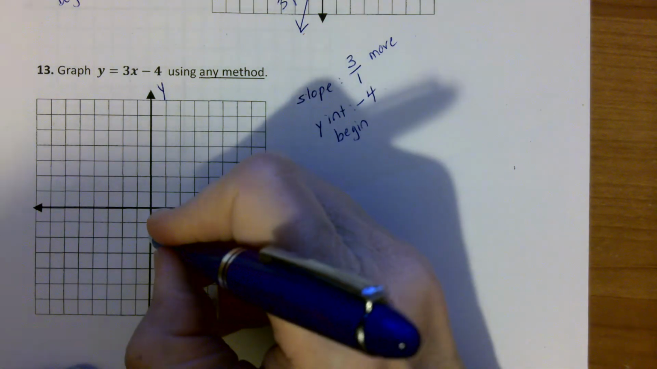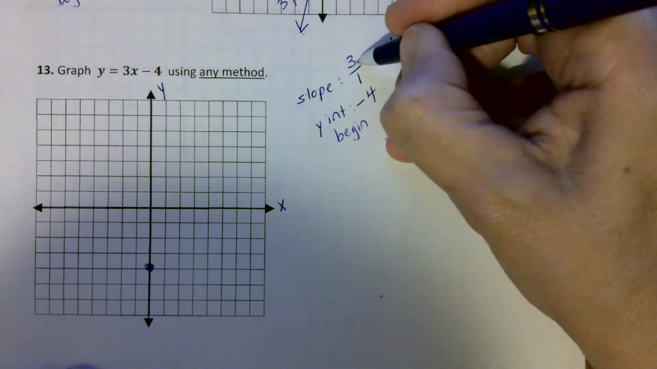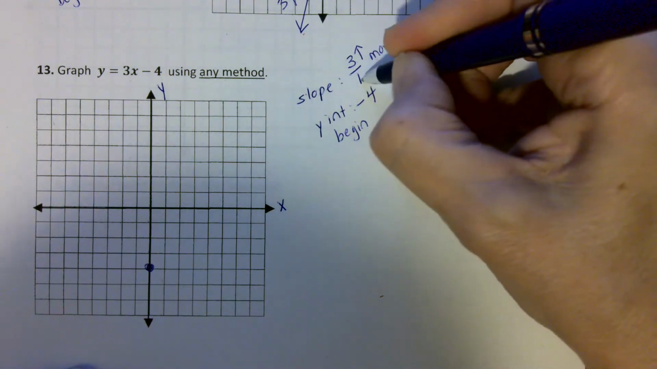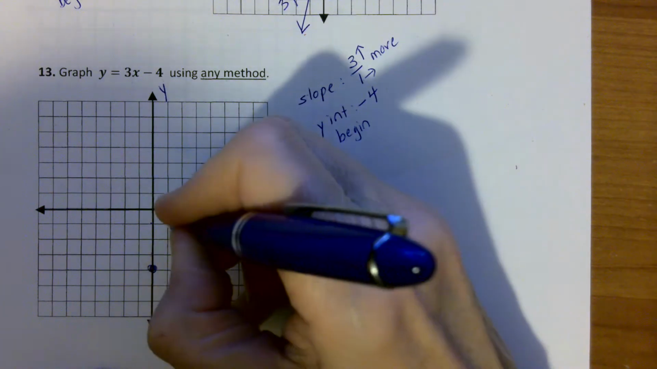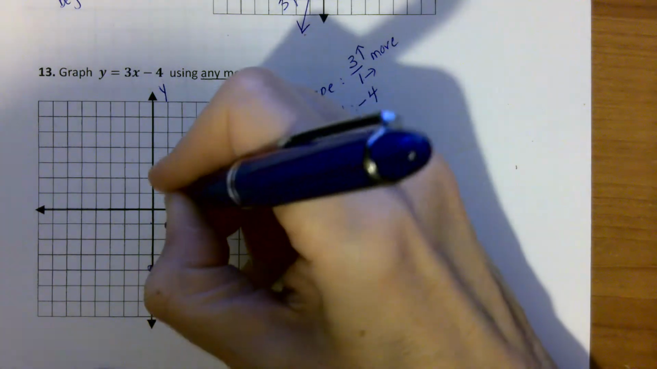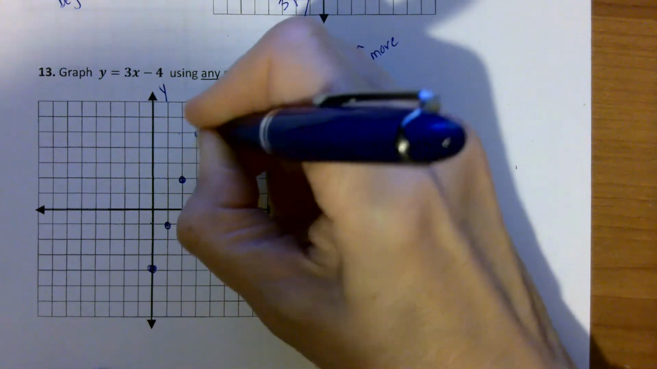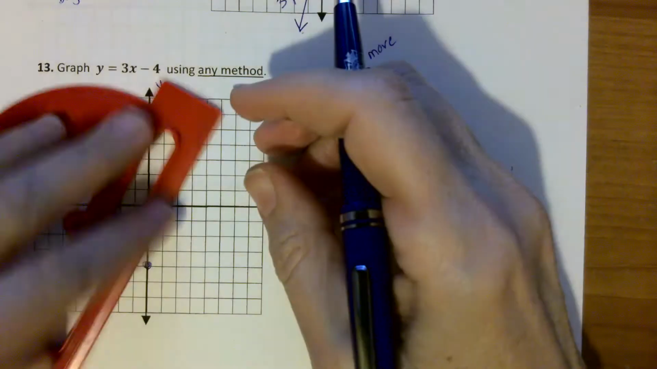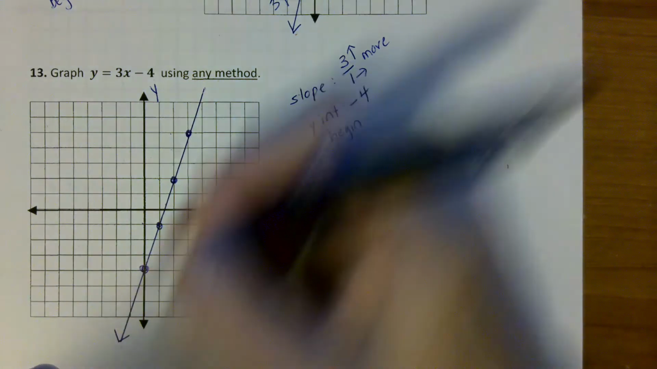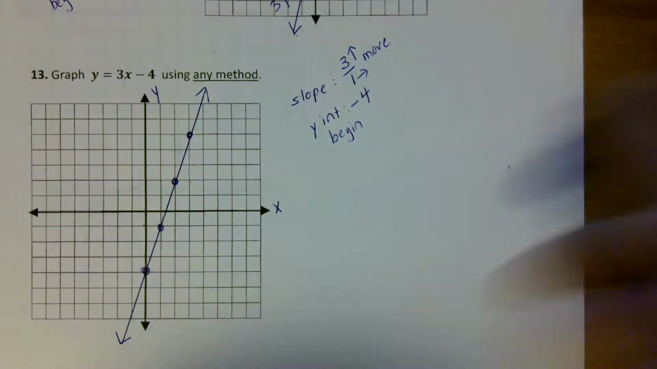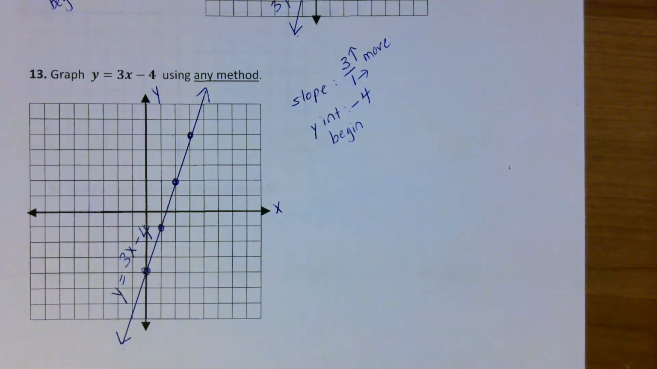So I begin at negative 4 on the y-axis. The positive 3 here means I move up, and the positive 1 on the bottom, I move to the right. So I move up 3, 1 to the right, put a dot. Up 3, 1 to the right, put a dot. Up 3, 1 to the right, put a dot. I connect that. I make sure I put arrows at the end to show what goes on forever. And I write my original equation on the graph.